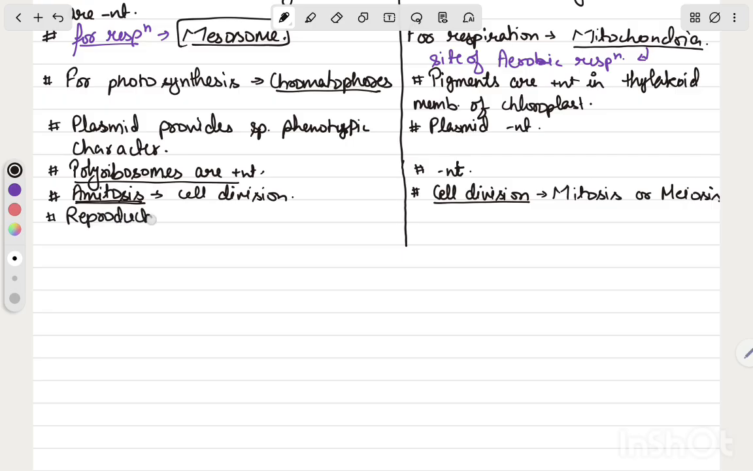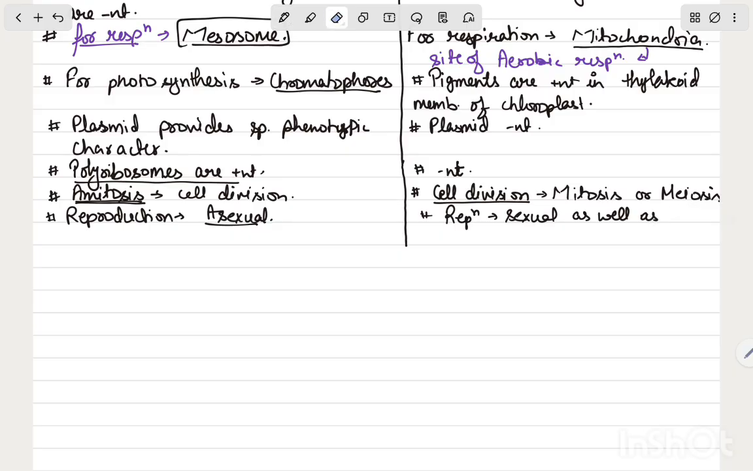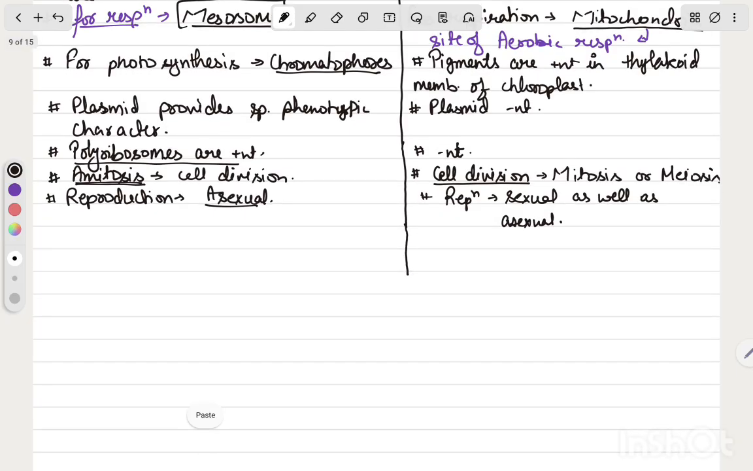Mode of reproduction in prokaryotes is asexual, while mode of reproduction in eukaryotes can be sexual as well as asexual. Both can take place. It depends on the type of organism, which species it is, or the phases of life. It depends on that.